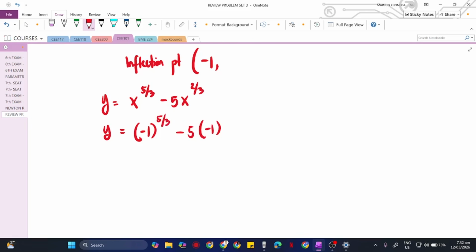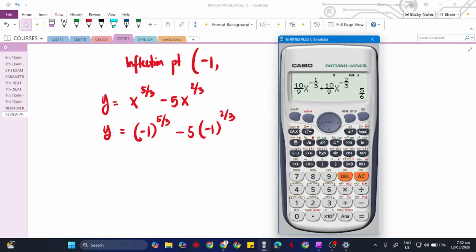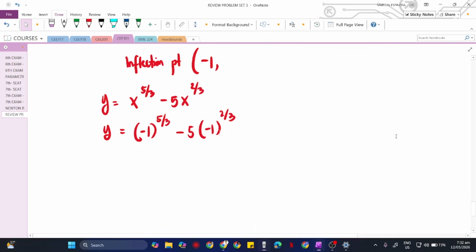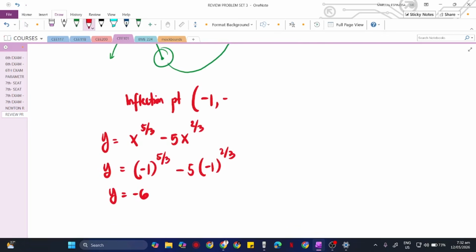So, lagay lang natin sa calculator para mas madali. So, we have here x raised to the power of 5 thirds, and then minus 5 x raised to the power of 2/3. Then calc tayo, negative 1 daw yung x natin. So, ang sagot dyan is negative 6. So, yung y pala natin is negative 6. So, yung inflection point pala natin is negative 1, negative 6.